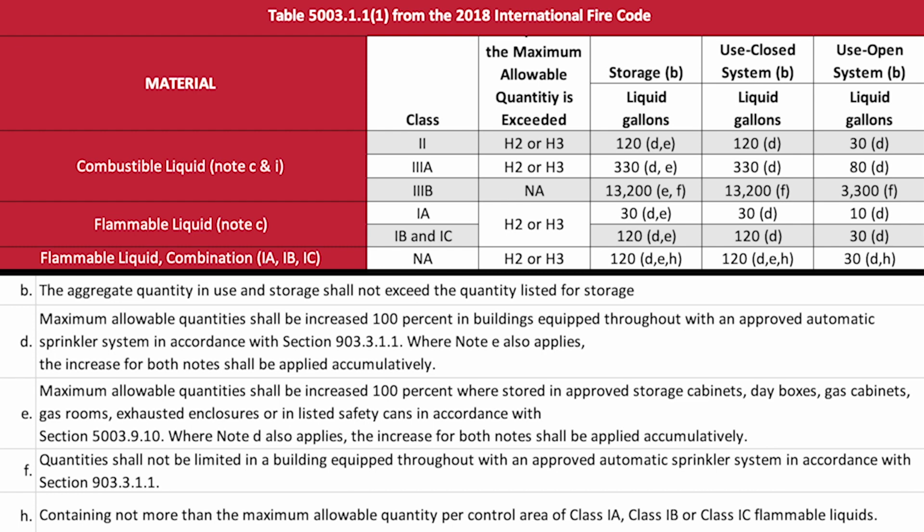So if you store in these enclosures and the building is equipped with an approved sprinkler system, you get to count both increases, and your total would be up to 360 gallons of Class 1B liquids.